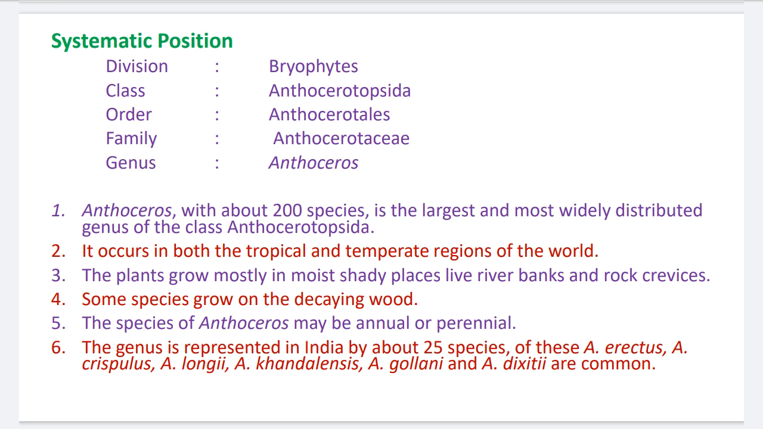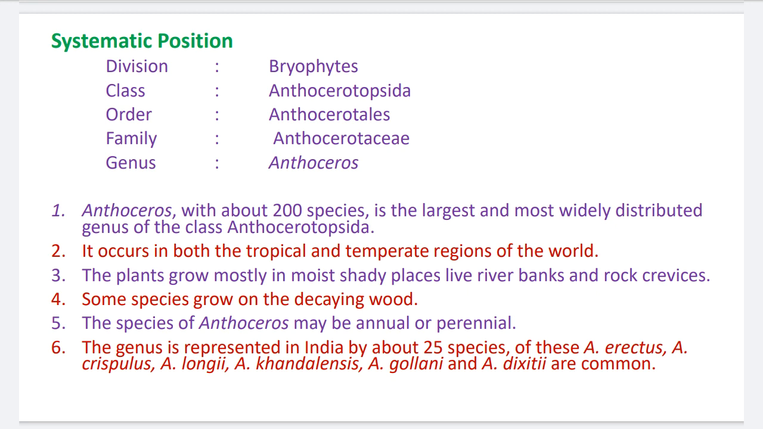Then point number 1. Anthoceros, with about 200 species, is the largest and most widely distributed genus of the class Anthocerotopsida. This class Anthocerotopsida has this genus Anthoceros containing 200 species. Number 2, it occurs in both tropical and temperate regions of the world. It can grow in tropical areas as well as the temperate areas.